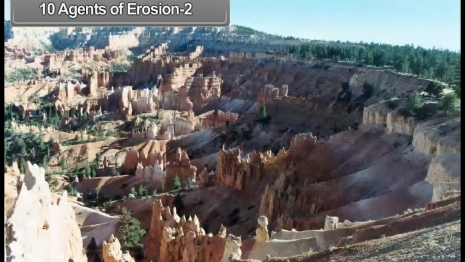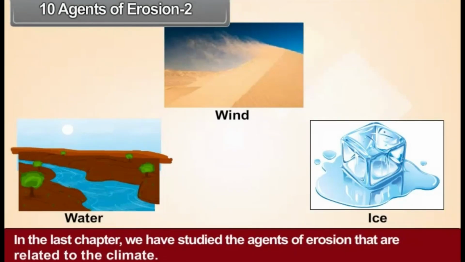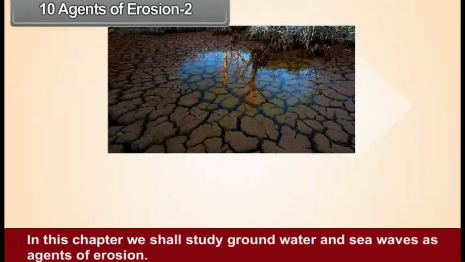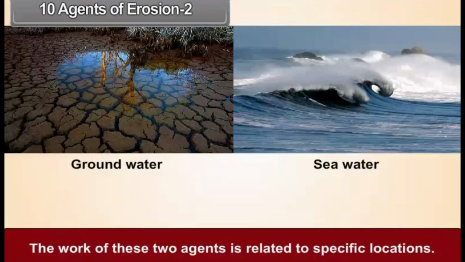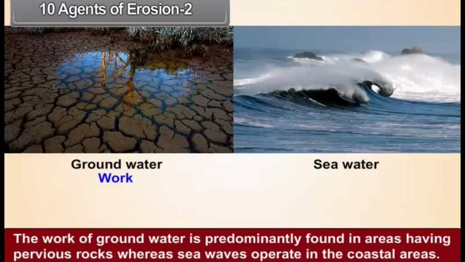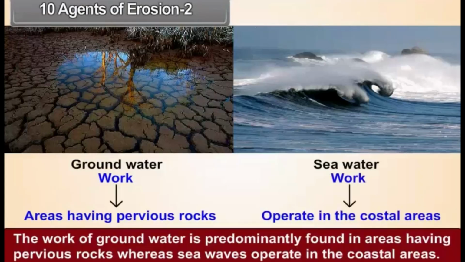Chapter 10, Agents of Erosion, Part 2. In the last chapter, we have studied the agents of erosion that are related to the climate. In this chapter, we shall study groundwater and sea waves as agents of erosion. The work of these two agents is related to specific locations. The work of groundwater is predominantly found in areas having pervious rocks, whereas sea waves operate in the coastal areas.